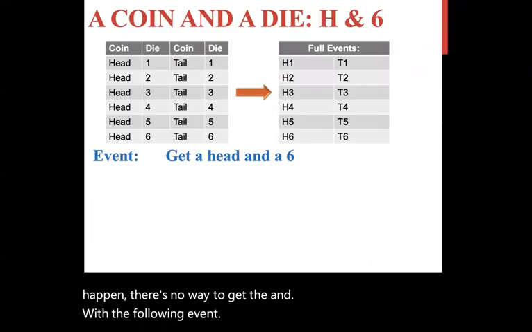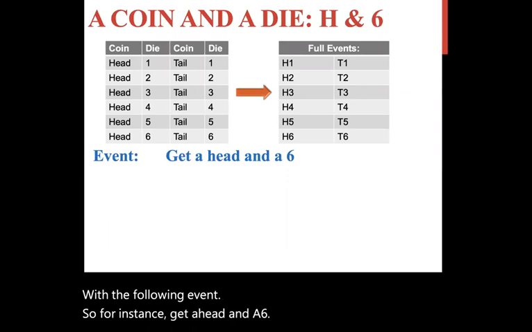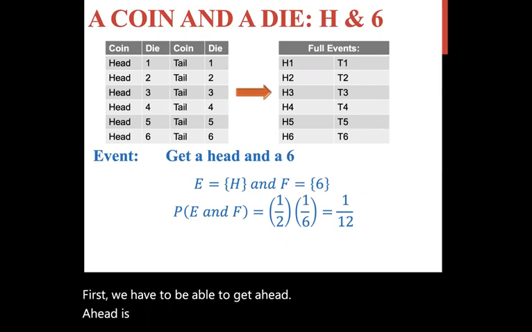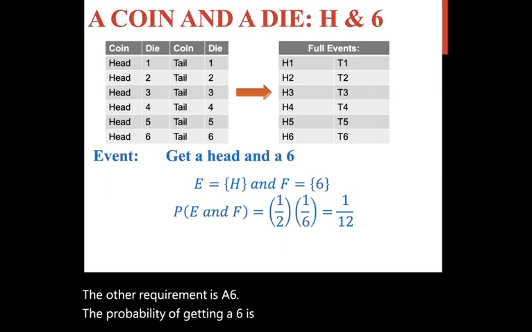So for instance, get a head and a 6. Well, first we have to be able to get a head. A head is easily calculated as 1/2. The other requirement is a 6. The probability of getting a 6 is 1/6. So when you multiply these, you get 1/12.